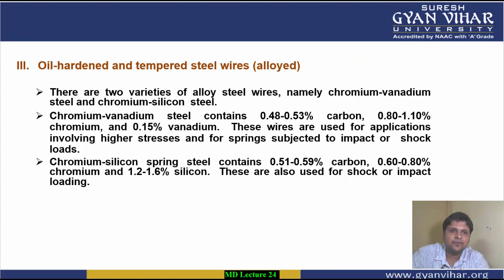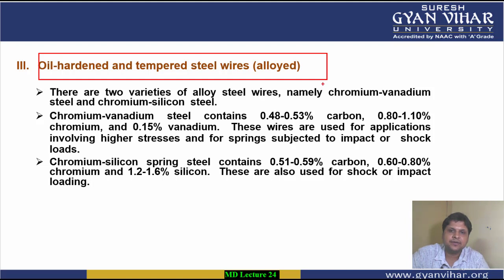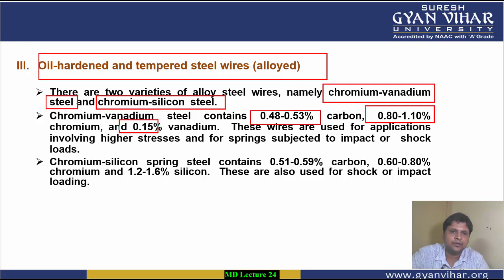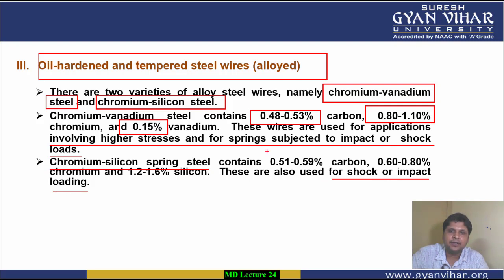Then after this, the third is the oil hardened and tempered steel wire, but it is alloyed. As the name suggests, here we use the alloy of chromium vanadium steel and chromium silicon steel. This contains the carbon percentage, the chromium percentage, and the vanadium percentage. The plus point with this is that it is used for applications involving high stresses and for springs subjected to impact or shock loads. Chromium vanadium steel and chromium silicon spring steel are used for shock or impact loading, and here the carbon percentage is 0.51 to 0.59%.